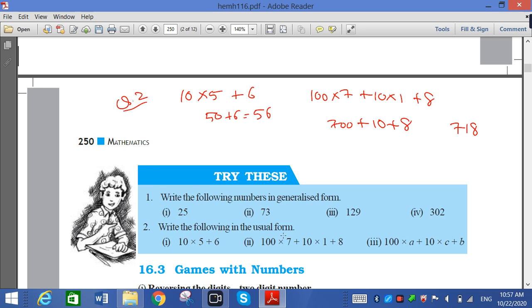Write the following in usual form. So the usual form is 56 and 718. When the generalized form is given, we have to write the usual form, 25 is the answer. 10 into 2 plus 5 is the generalized form, and this is our usual form. Now if I want to write this, then 100A plus 10C plus B.